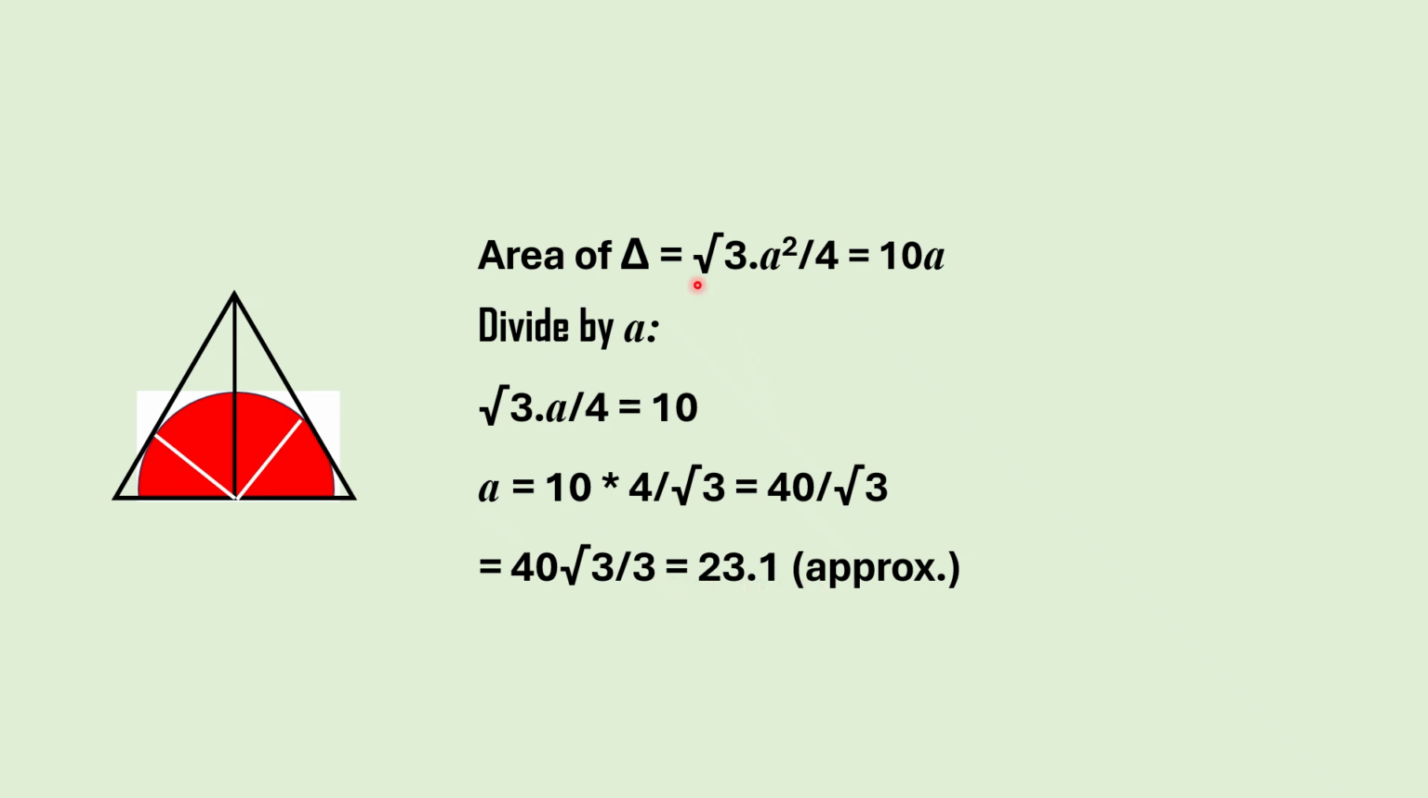We are equating the area of the equilateral triangle obtained by two different methods. Root 3 A square by 4 equal to 10A, and divide by A. So root 3 A by 4 equal to 10, or A equal to 10 into 4 by root 3, or 40 by root 3, and multiplying numerator and denominator by root 3 for rationalizing, we get 40 root 3 by 3, or 23.1 as the side of the equilateral triangle, and that was the solution. Each side of the equilateral triangle will be approximately 23.1.